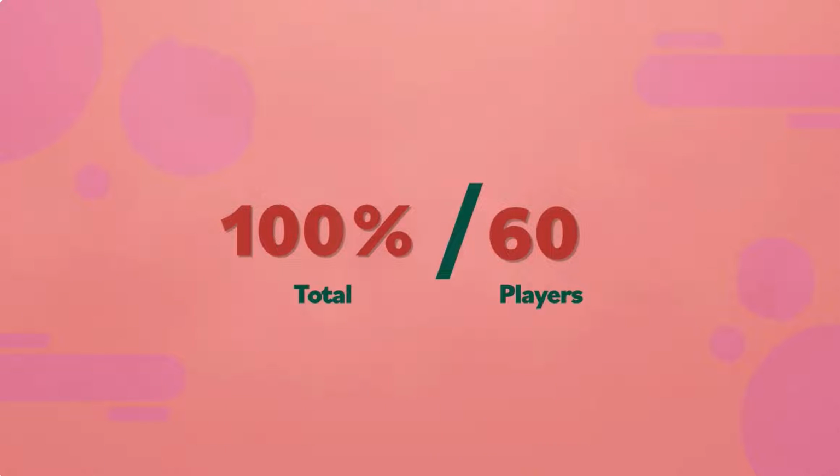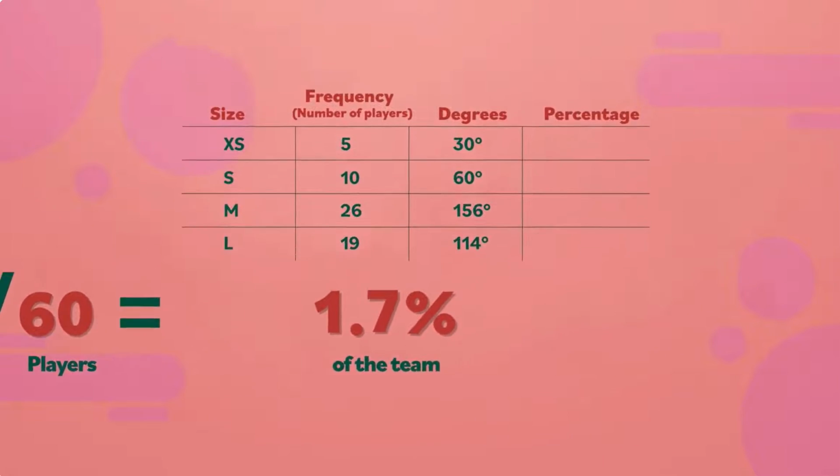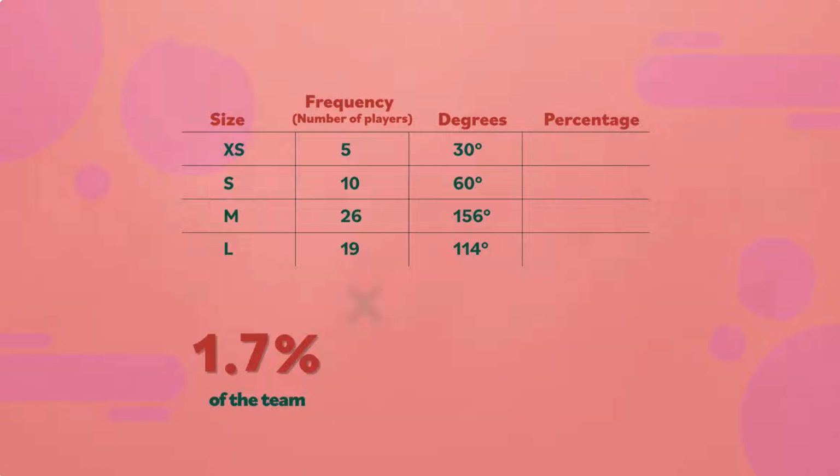If 100% represents the total, and this is divided among 60 players, this means that each athlete equals roughly 1.7% of the team. So let's multiply 1.7 by the number of players wearing each size to determine the percentages.